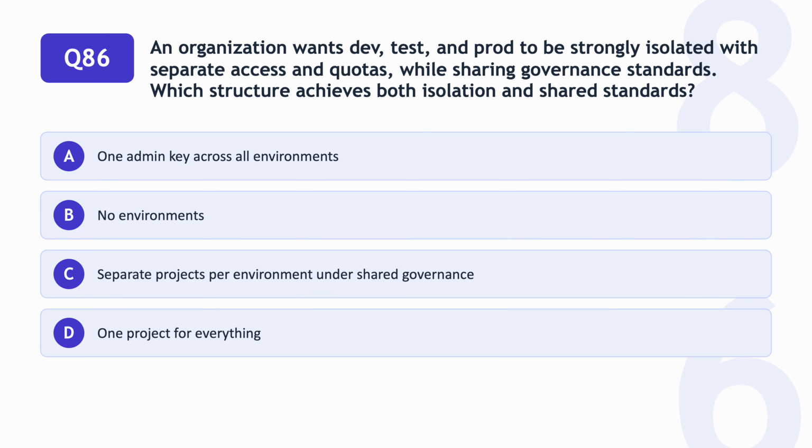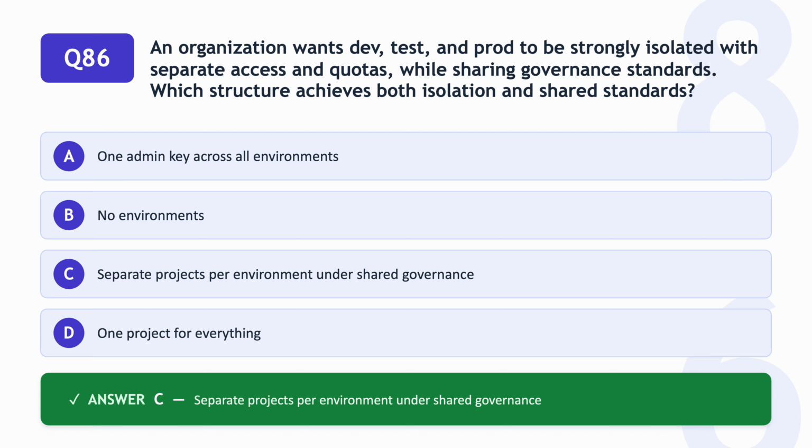Question 86. An organization wants dev, test, and prod to be strongly isolated with separate access and quotas while sharing governance standards. Which structure achieves both isolation and shared standards? A. One admin key across all environments. B. No environments. C. Separate projects per environment under shared governance. D. One project for everything. Pause the video if you don't want the answer yet.